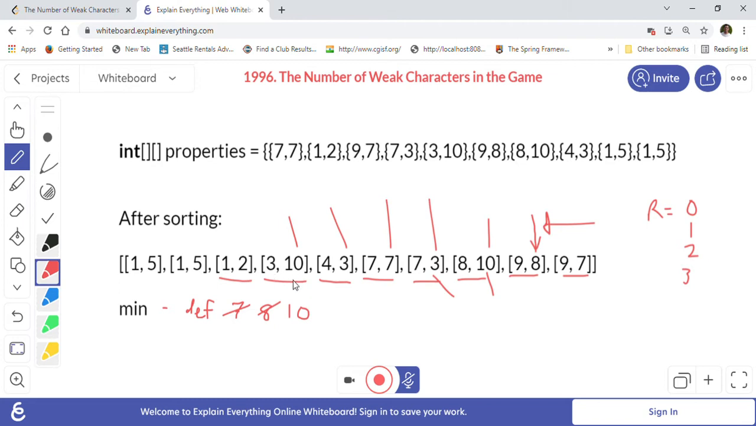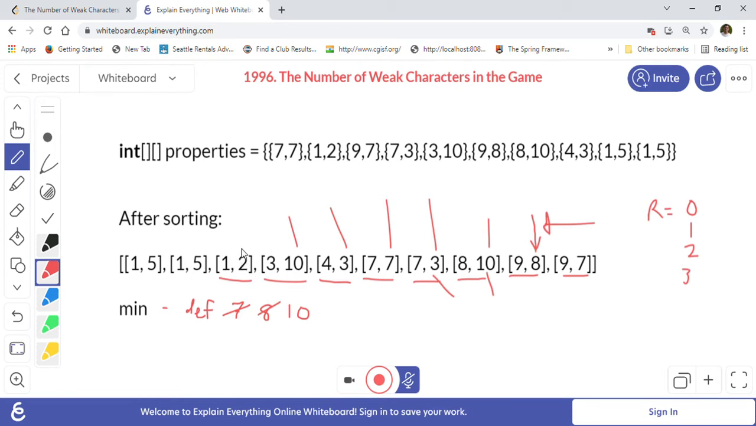Because 3 comma 10 is not a weak pair in this case. Even if you compare 8 comma 10 with 3 comma 10, the 10 value is not less than 10, right? The defense value of 3 comma 10 is 10, and 8 comma 10 is also 10 defense value, so it's not less, so we will not update anything.